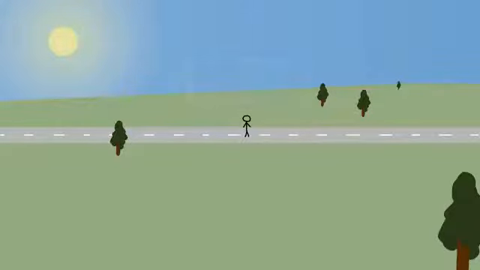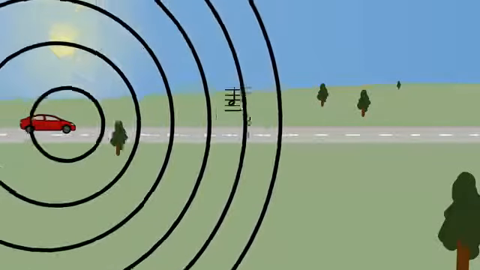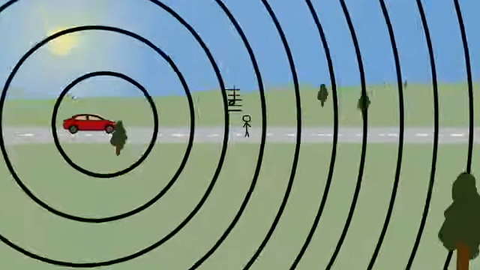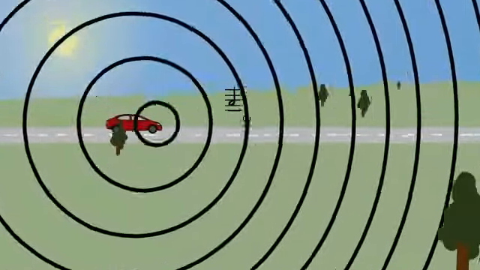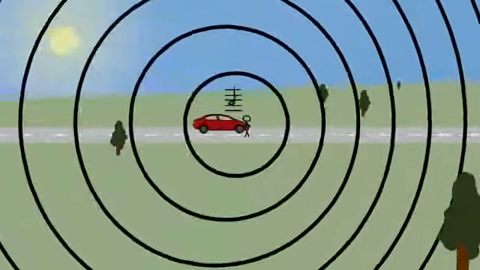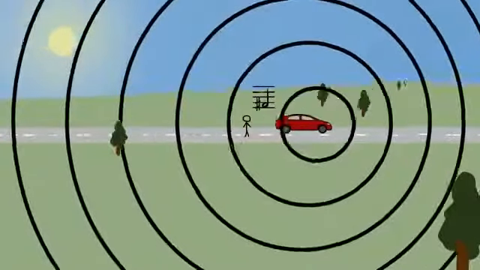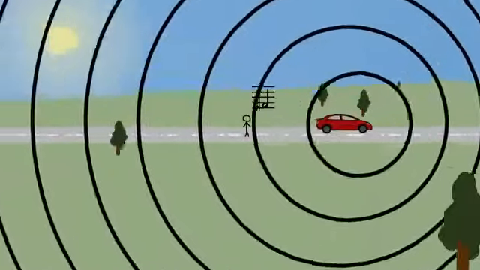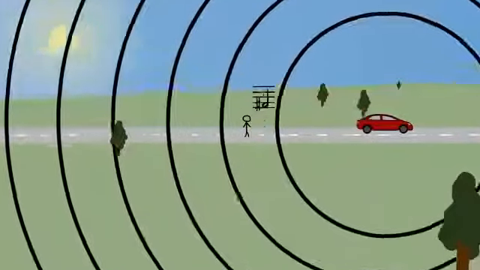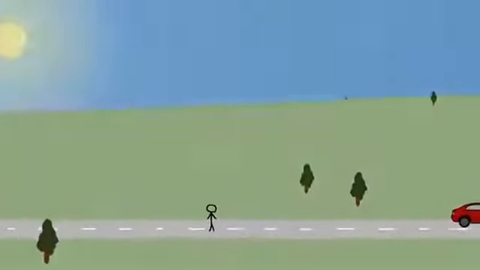So what's going on? As the vehicle's coming towards you, the sound waves that it's emitting bunch up, and so are delivered to you at a higher frequency, which you interpret as a higher pitch, because the frequency of sound waves is pitch, and then when the vehicle passes you and is moving away from you, the sound waves spread out, and so you hear them at a lower frequency, a lower pitch. So that's how the Doppler effect works with sound.